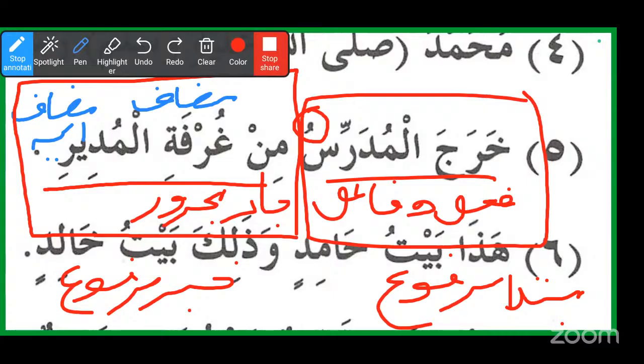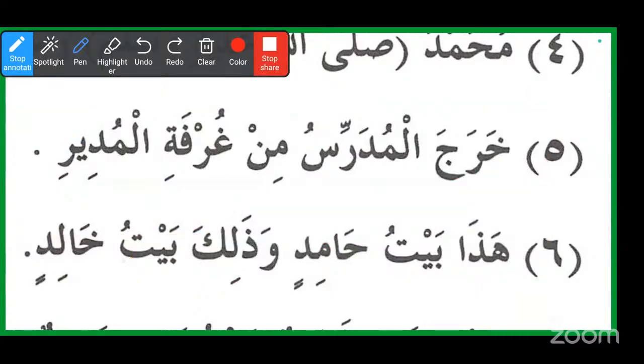The sentence is coming about the teacher coming out. Not only the teacher, but the teacher in a position that he is exiting, from where he is exiting. He is exiting from the principal's office.